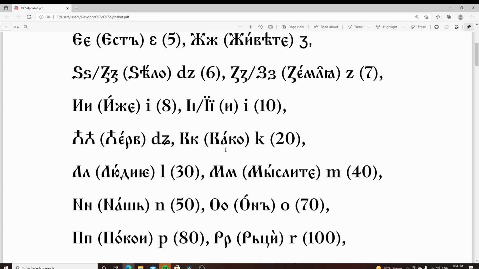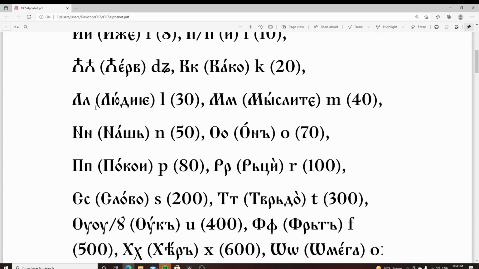This letter is called kako. It is represented by k, and its number is 20. Next we have ljudje. It is represented by the sound l, and its number is 30. Next we have myslite. It is represented by the sound m, and its number is 40.